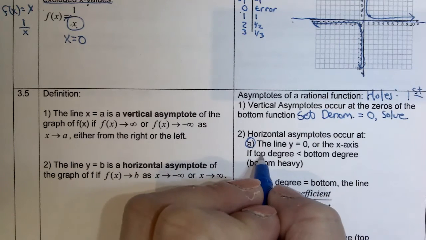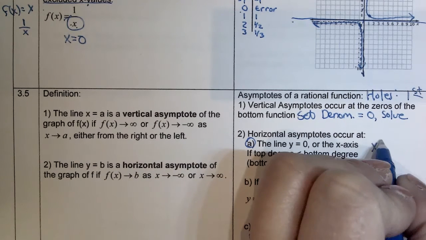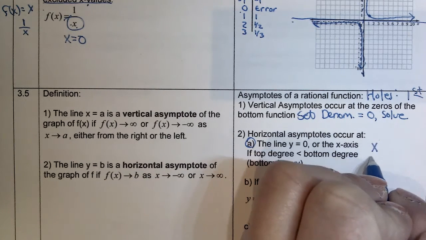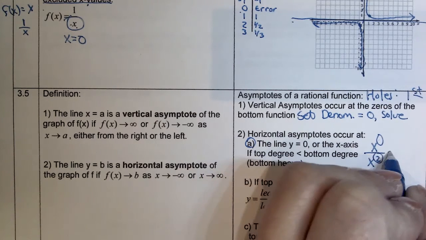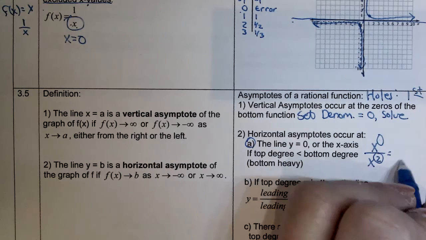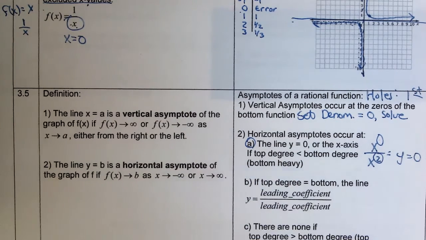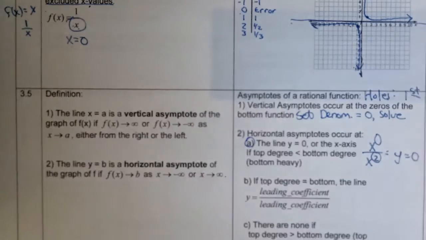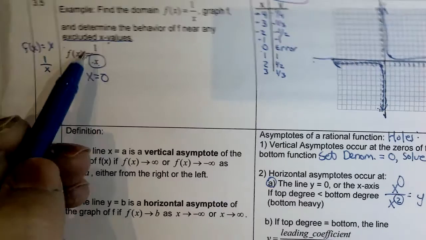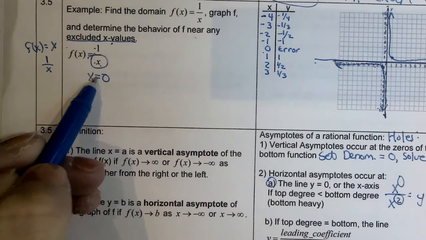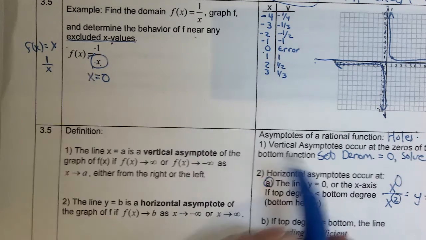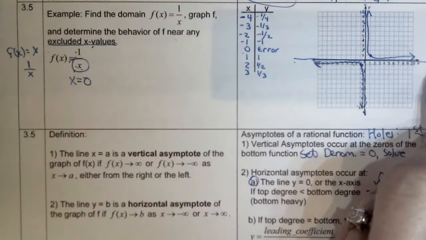If the top degree is less than the bottom degree, in other words, I have like an x over x squared, that means this is a 1 and this is a 2. So my horizontal asymptote is y equals 0, okay, which is what happened here. So here I have x to the 0 power, and I have x to the first power, which means y equals 0 is my horizontal asymptote.